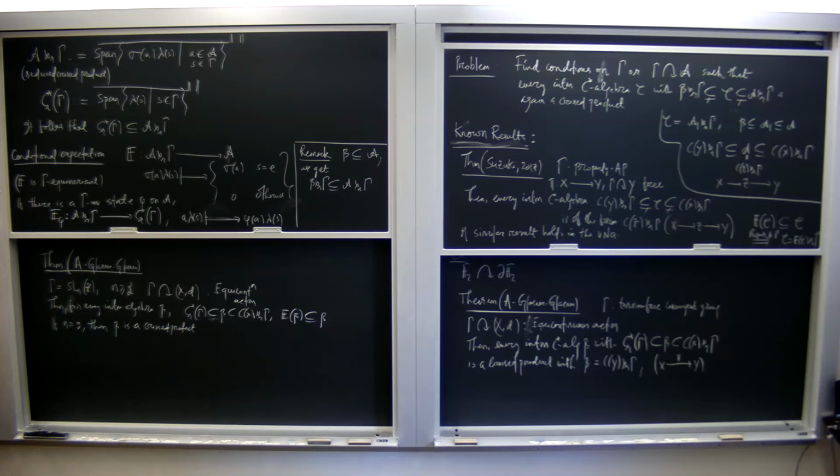For this example, equicontinuous actions include automorphic actions, which are basically the profinite completion of the group.